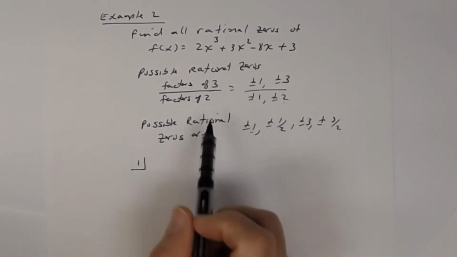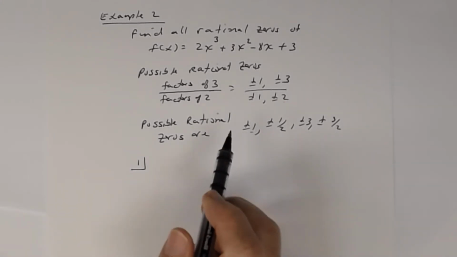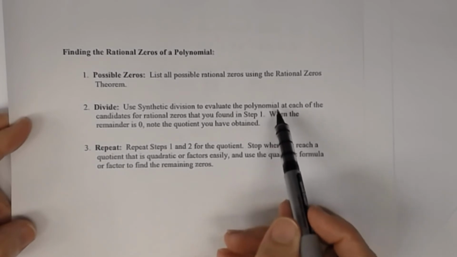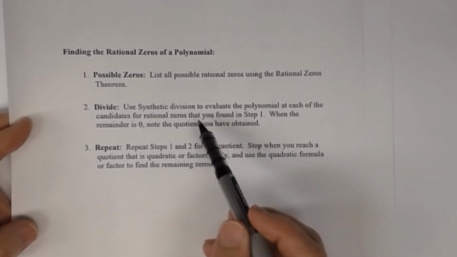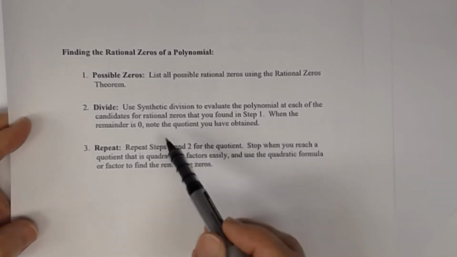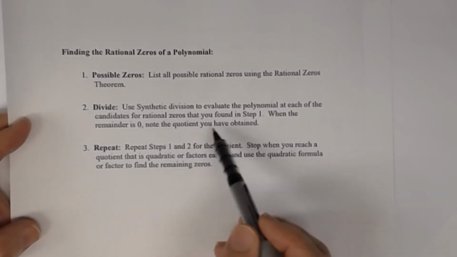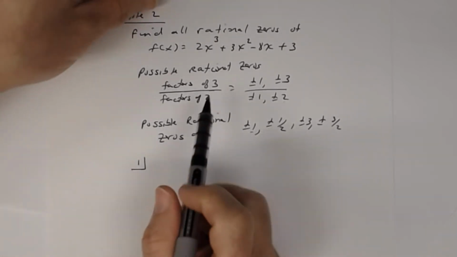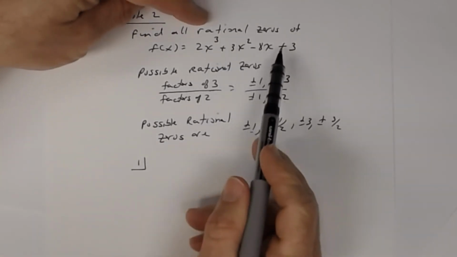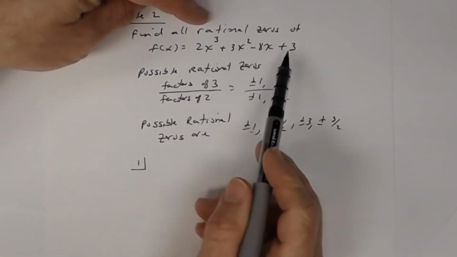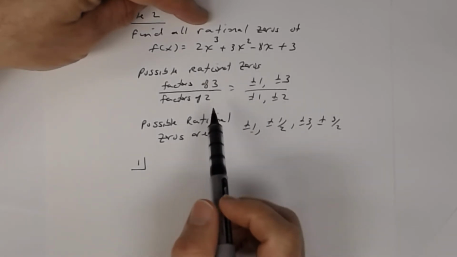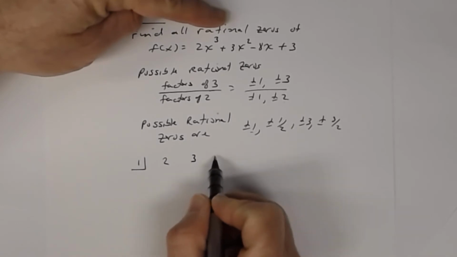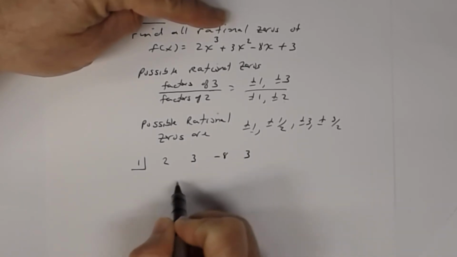So now remember, we're using synthetic division, so that's your step 2. Use synthetic division to evaluate the polynomial at each of the candidates for rational zeros that you found in step 1. When the remainder is 0, let's look at the quotient. So let's try one. Notice that it is in descending order. There are no missing terms. Remember, if there's a missing term, you put a 0, right? Okay. So we have 2, 3, -8, 3.